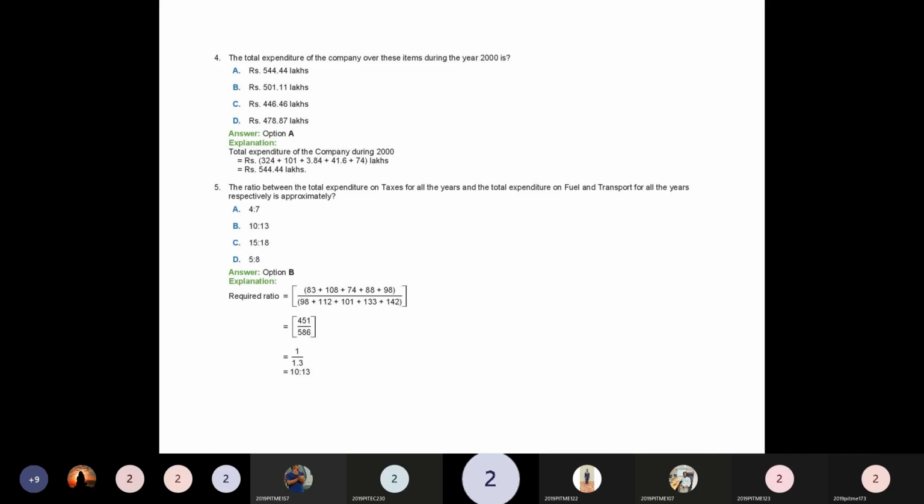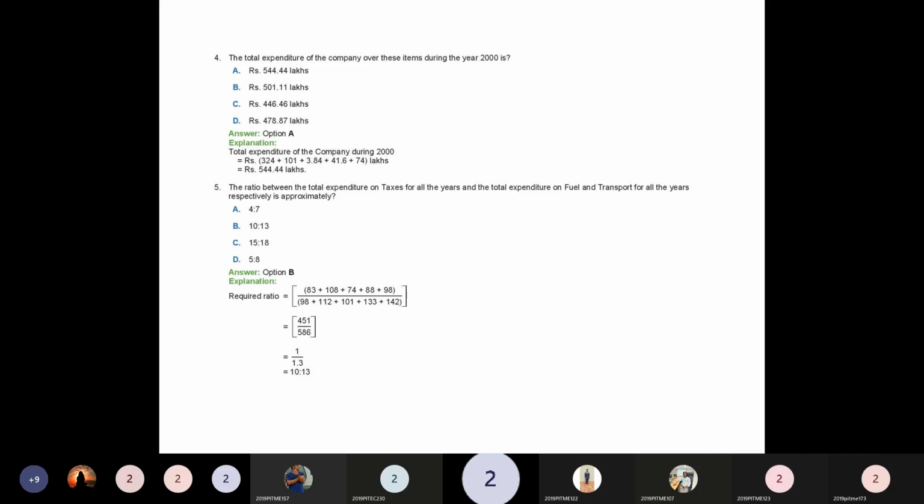Total expenditure of the company over these items during the year 2000. So you take only 2000. They're asking the amount, not the percentage. Be clear about what they're asking, it is very, very important: the percentage or the amount. So they're asking the amount they spent in 2000. The total expenditure of the company over the items during the year 2000.